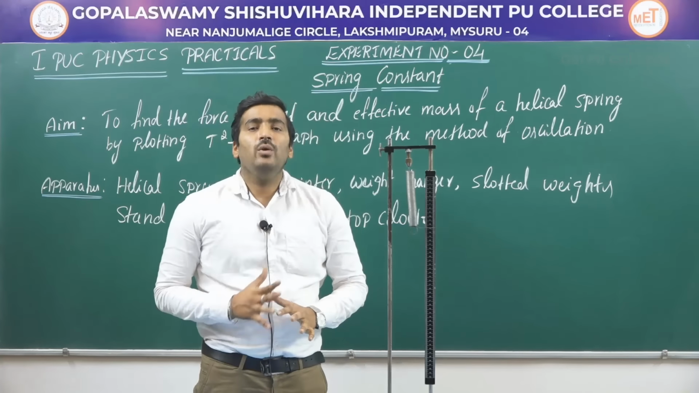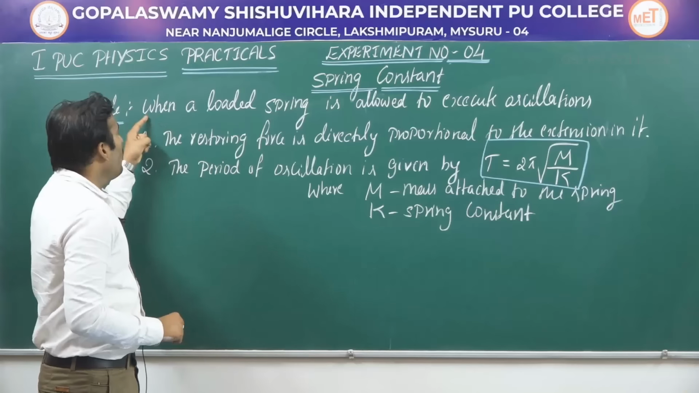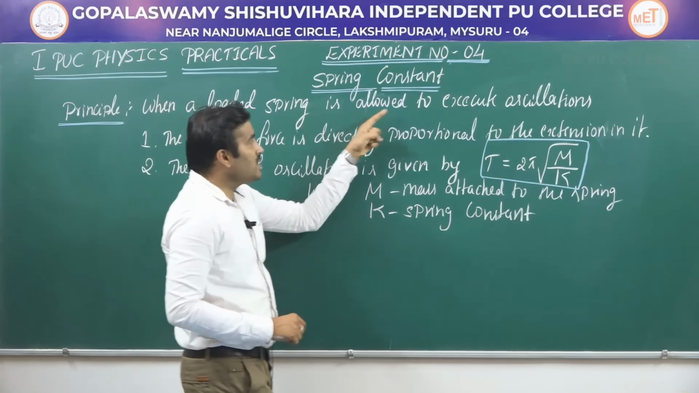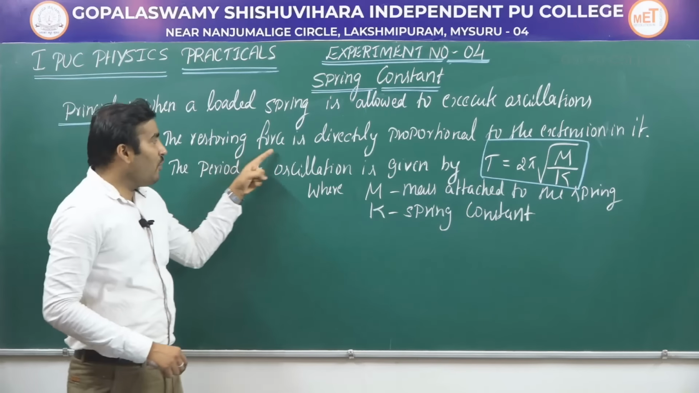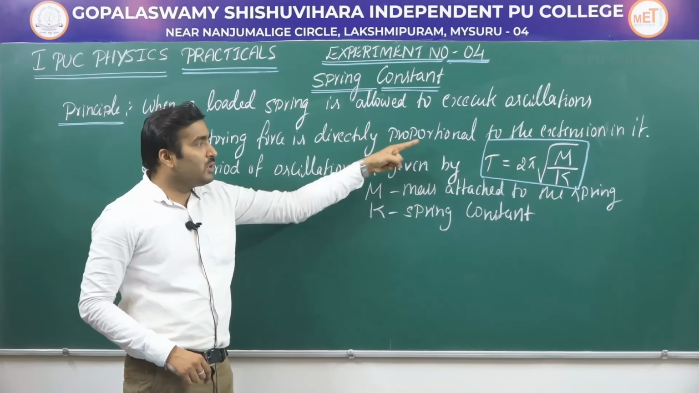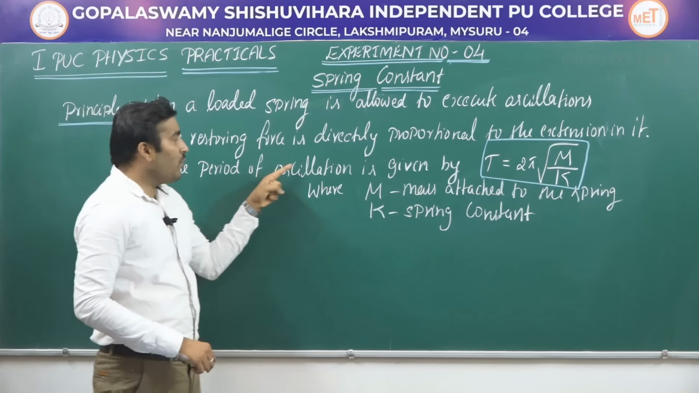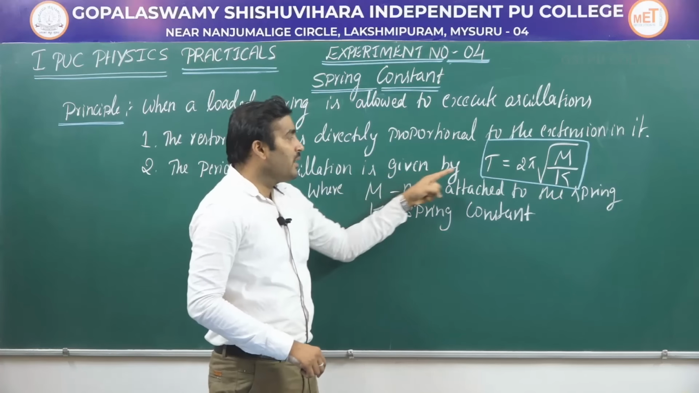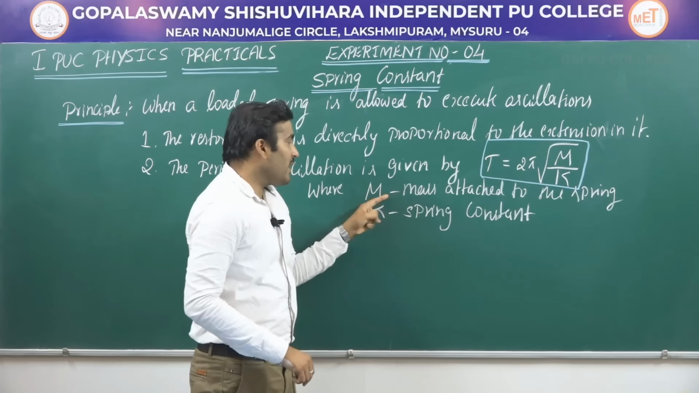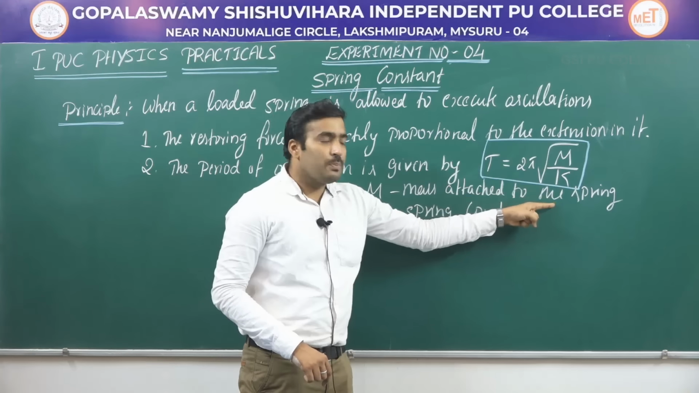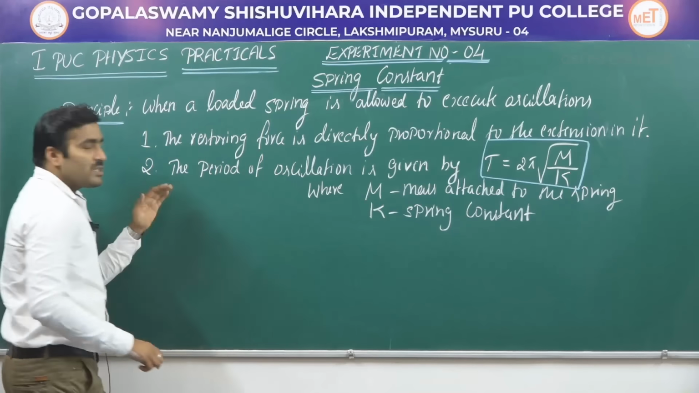Now we need to understand what is the principle of this experiment. When a loaded spring is allowed to execute oscillations, the restoring force is directly proportional to the extension in it, and the period of oscillation is given by T equals 2 pi root of M by K, where M is mass attached to the spring and K is a spring constant. How to understand this one?